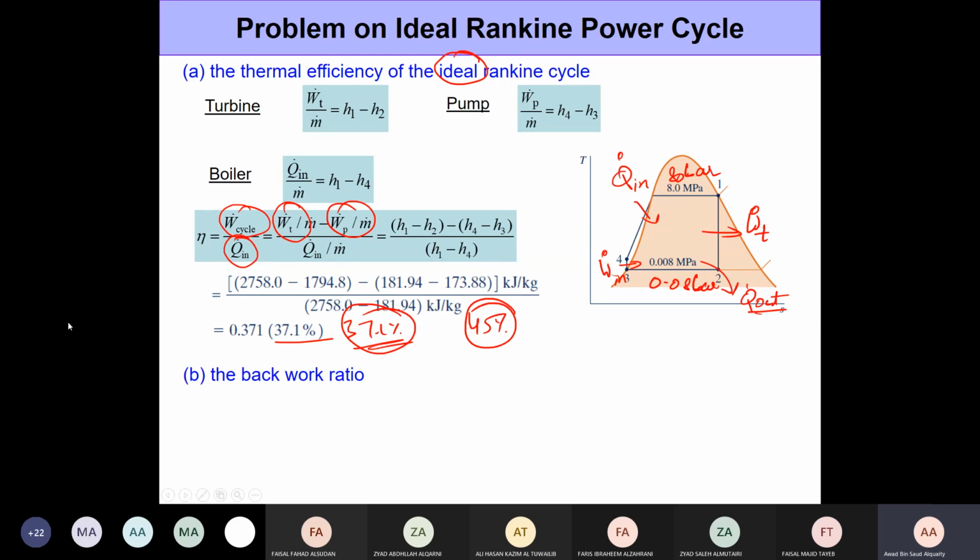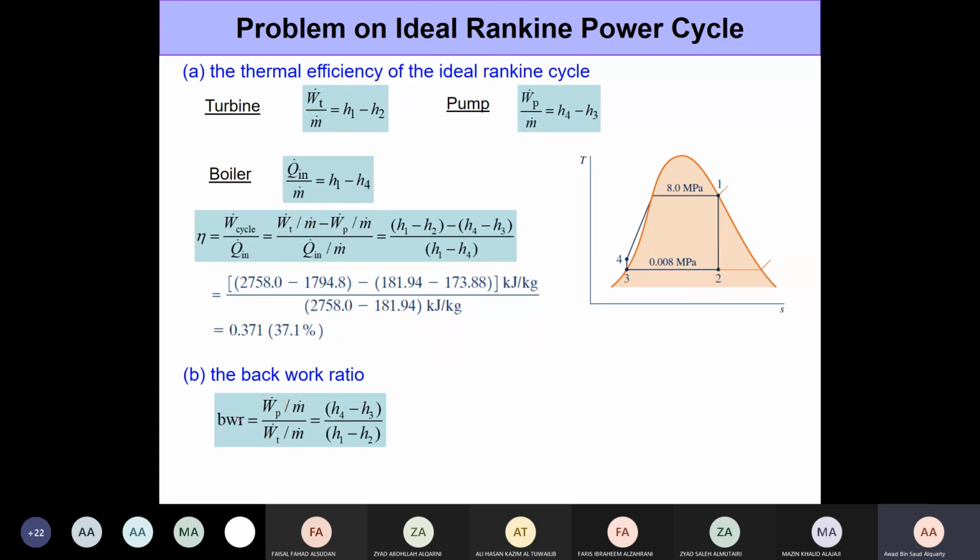Now for the second part, the backwork ratio. This is another thing which is very useful. The backwork ratio is simply the ratio of pump work input divided by the turbine work output. We're always interested to calculate this because we want to minimize this as much as possible. You want to ensure that you're able to extract as much net work from the given power cycle as possible, so you want to minimize pump work, and you want this ratio to be as small as possible. If backwork ratio is very much smaller than 1, that's very good for us, and we would want to keep it that way.